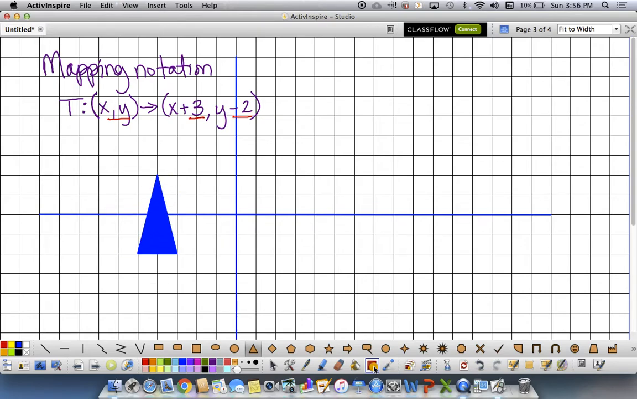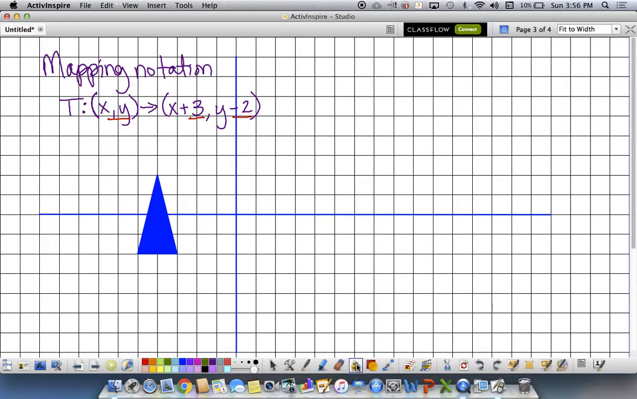Let's go right there. First thing we need to do is name our triangle. Let's name it X, Y, Z. We need a name, and we need coordinates. X is negative 4, 2. Y is negative 3, negative 2. And Z is negative 5, negative 2.